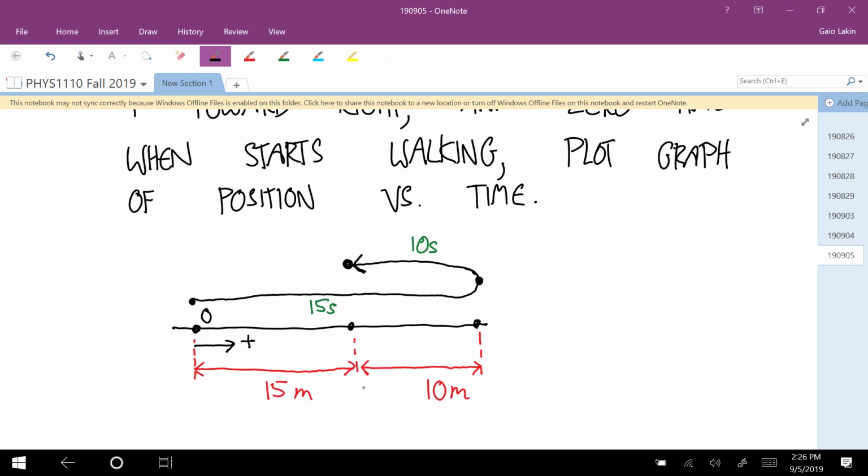Let's go point to point to point. So at the hydrant, you've gone 15 meters in the positive direction. So the position whenever the person is at the hydrant is positive 15 meters. And then the car is another 10 meters in the positive direction. So what's that? 25, yep.